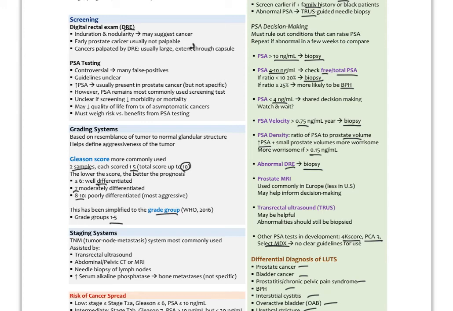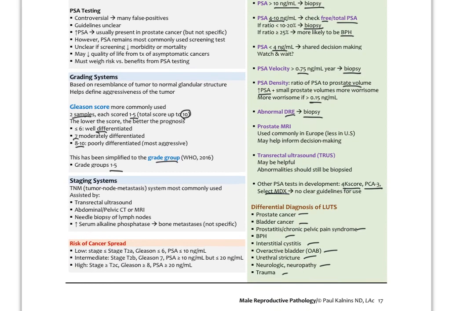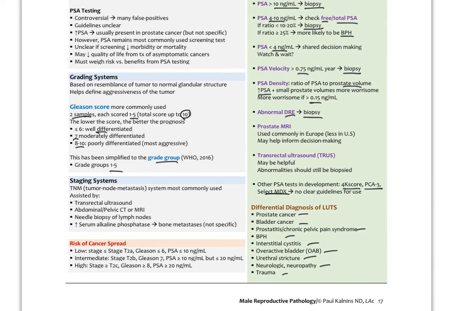The final step is, if a patient has especially a Gleason score of 7 or above, we're going to want to try to stage the cancer. So using transrectal ultrasound, abdominal pelvic CT or MRI, needle biopsy of lymph nodes, and then serum alkaline phosphatase, which might indicate evidence of bone metastases. These would all be part of staging systems. Grading and staging is something that I refer to the urologists and the cancer specialists to do. So that would be my recommendation, to refer that out unless you really focus on that in your practice.